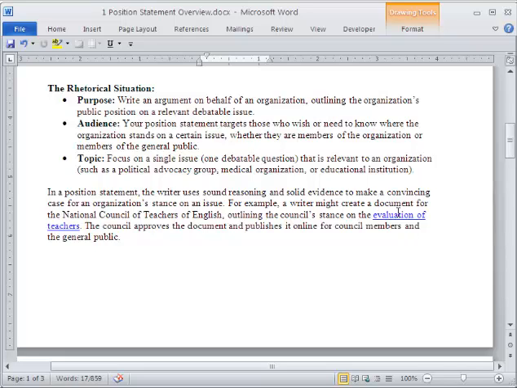There's an example. This is a link, evaluation of teachers, an example of a position statement. And in the next few weeks, I think we'll be looking at other examples. But in any case, there's one to start with. The National Council of Teachers of English has a position statement on the evaluation of teachers. It's controversial in K through 12 education.